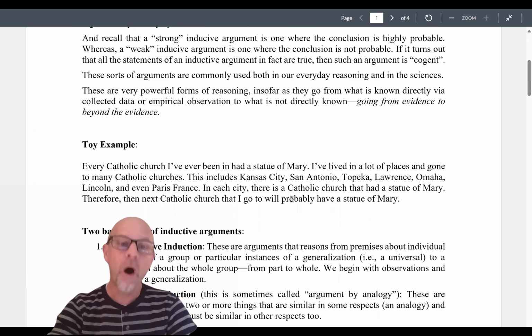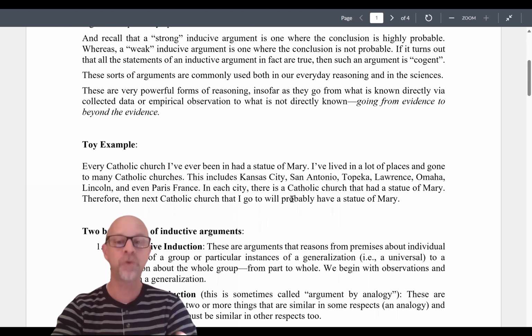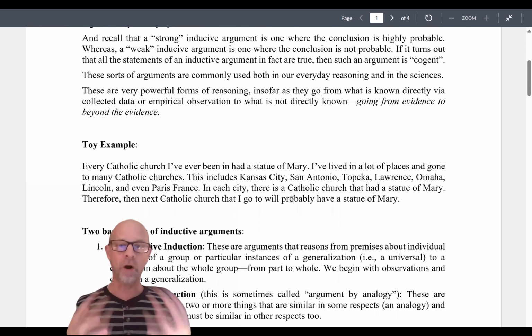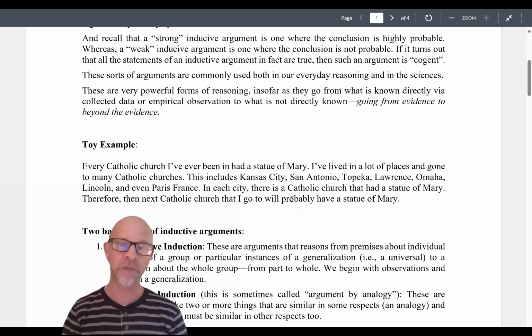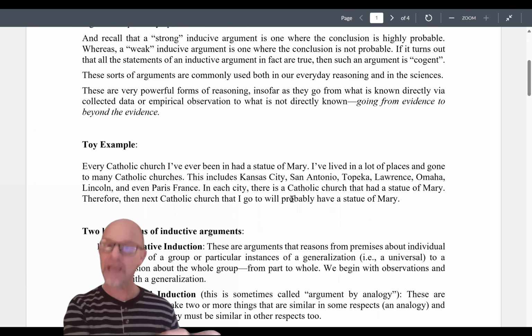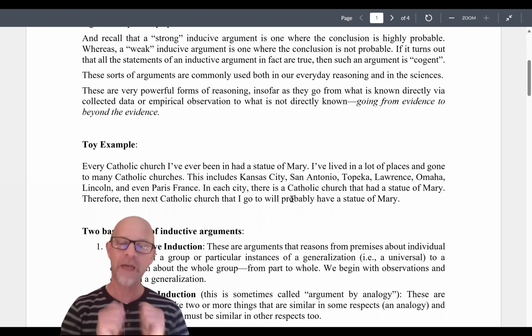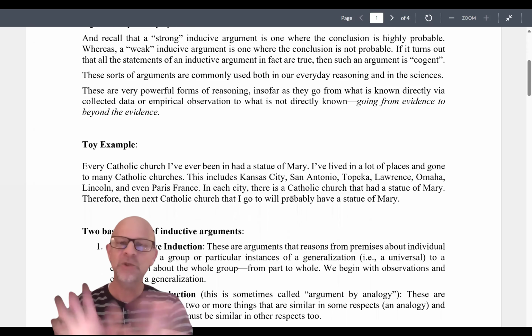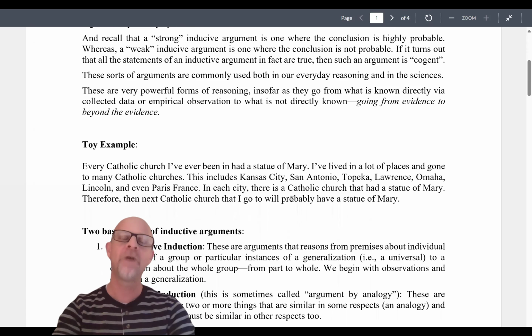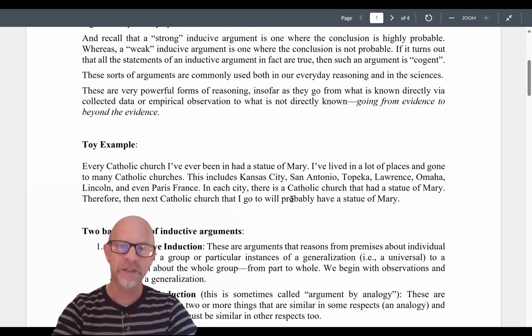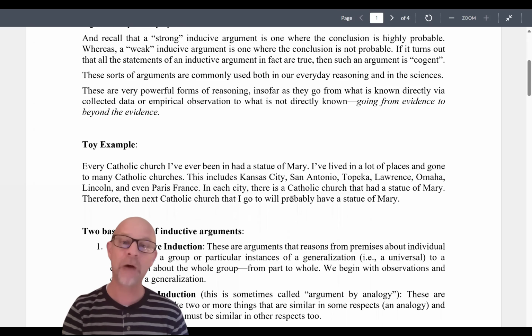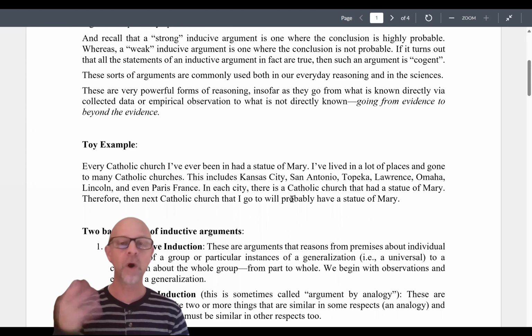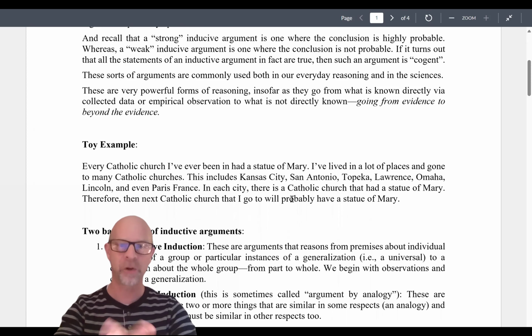But if it turns out that all of the premises are in fact true, and the argument is strong, then that sort of argument is called cogent. So it's a strong argument where we have high probability of the truth of the conclusion, and it really is the case that all of the premises turn out to be true. That's called cogent. And that's the parallel to a sound argument in deductive reasoning. So you can think of cogency and soundness as being very similar in that regard.